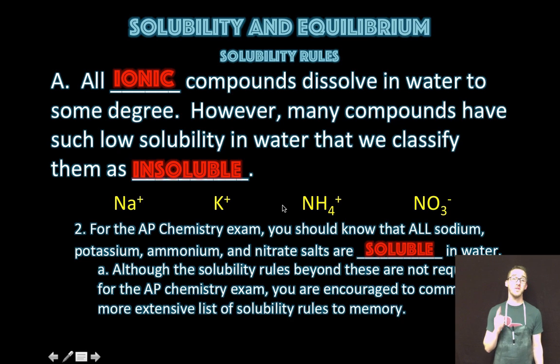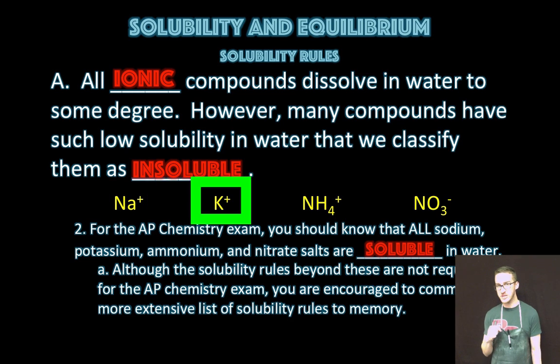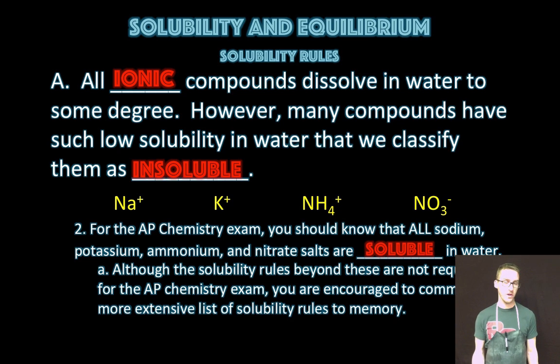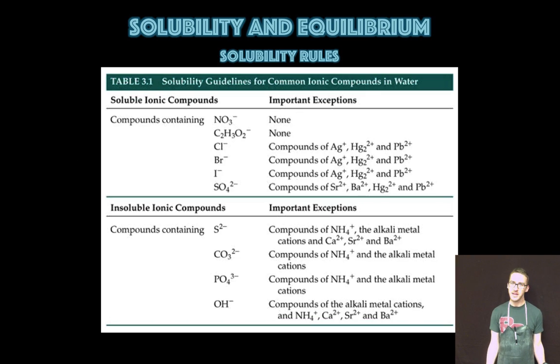You need to know these 4 ions are always going to be considered highly soluble in ionic compounds: sodium, potassium, ammonium, and nitrate. And although the solubility rules beyond those are not required, it's a good idea to take some time and get familiar with some of these solubility rules.